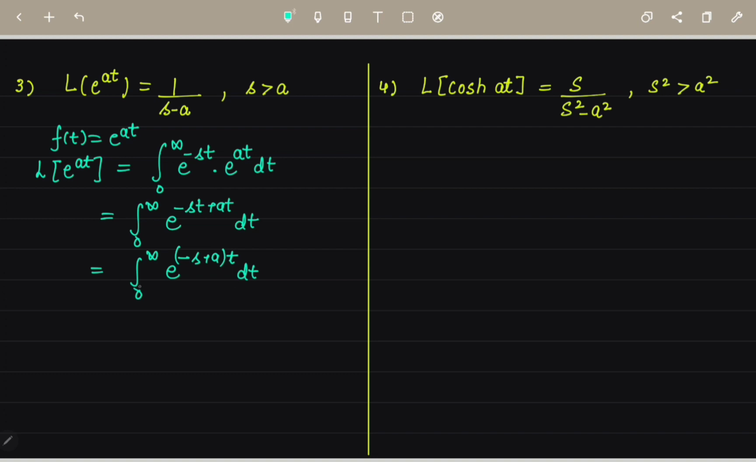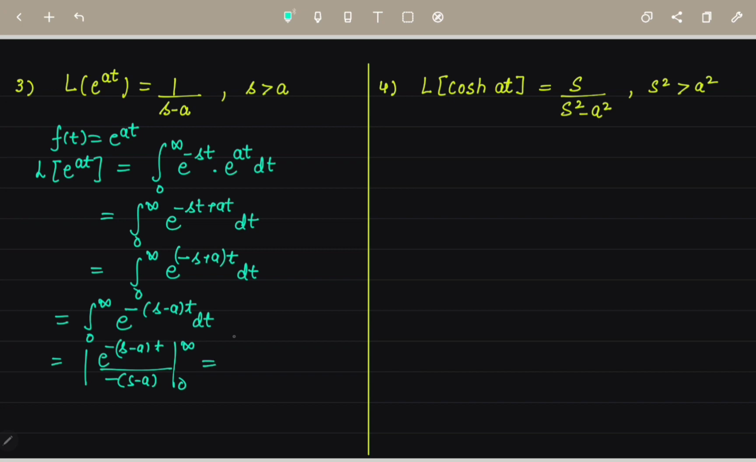So again now I have to simply integrate this equation. I will take minus common from the power. So I will write here integration 0 to infinity e raised power minus s minus a into t into dt, because I want s minus a in the denominator. Okay, so now what will be the integration of this? It will become e raised power minus s minus a into t, whole divided by minus s minus a, then limits are 0 to infinity.